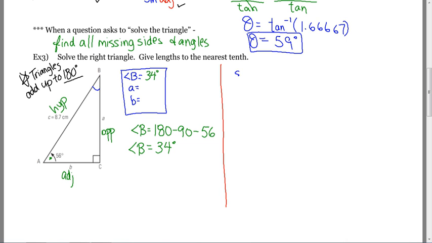Okay, so I forget what I'm looking for. I'm going to look for side A. So side A, I'm given hypotenuse and opposite. So what has an opposite and hypotenuse, which is sine. So I'm going to use sine. Sine theta equals opposite over hypotenuse.